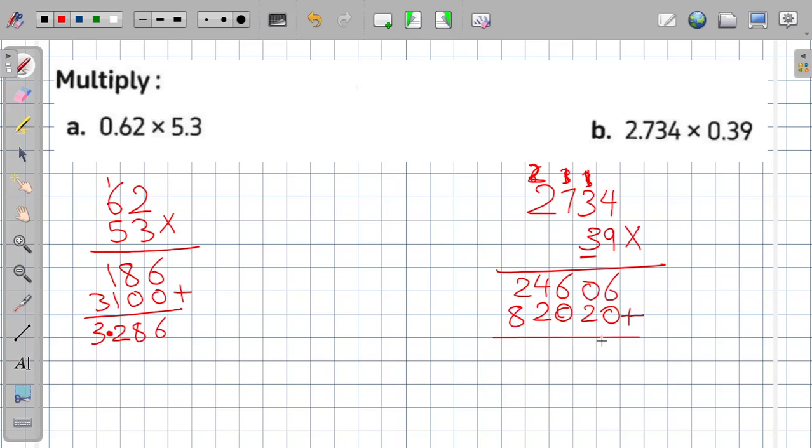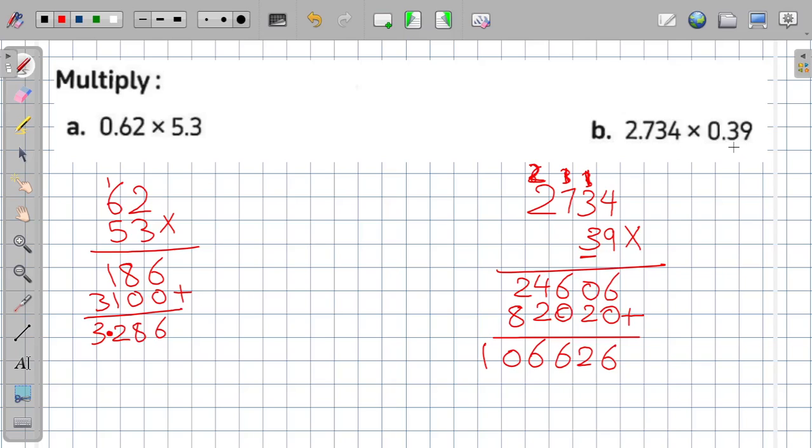And after that, I will add them together. So I have 6 plus 0 equals 6. 0 plus 2 equals 2. 6 plus 0 equals 6. 2. 4 plus 2 equals 6. And 2 plus 8 equals 10. So the result will be 106,626. But here I have 3 decimal places.